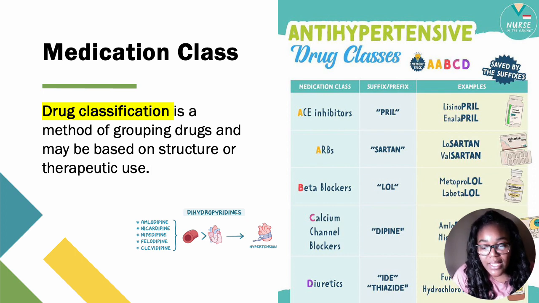So the same thing is such with all of these medication classes. You have calcium channel blockers, you have diuretics, you have angiotensin receptor blockers. All of these are considered within different medication classes, but that's because the effects on the body are very similar, and it is based on their therapeutic use.